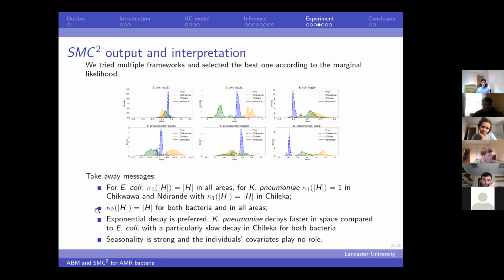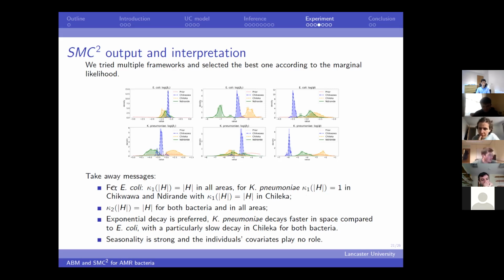In terms of kappa1, which was telling us whether to consider the prevalence or the absolute number of colonized individuals within and across household transmission, we found out that for E. coli, it was better to choose the prevalence, while for Klebsiella pneumoniae, it was better to use the absolute number of colonized individuals for Chihuahua and Indirande, but the prevalence for Cileca.